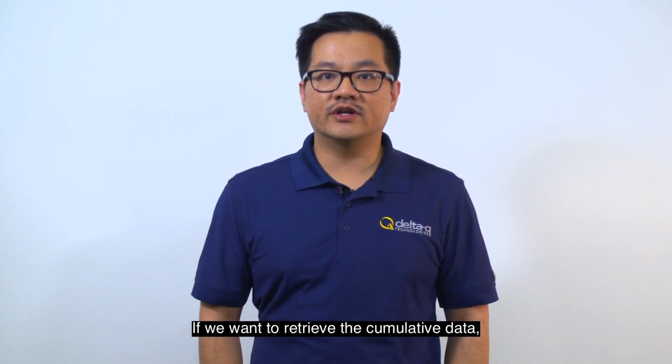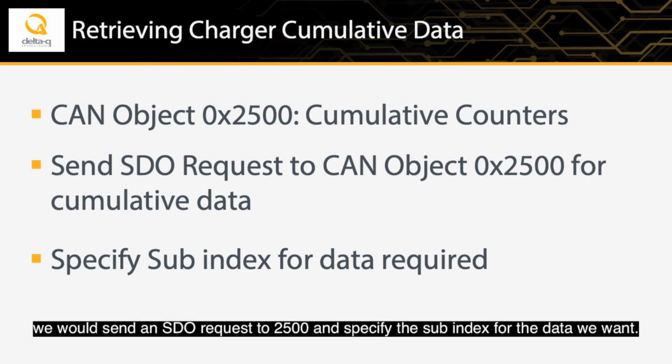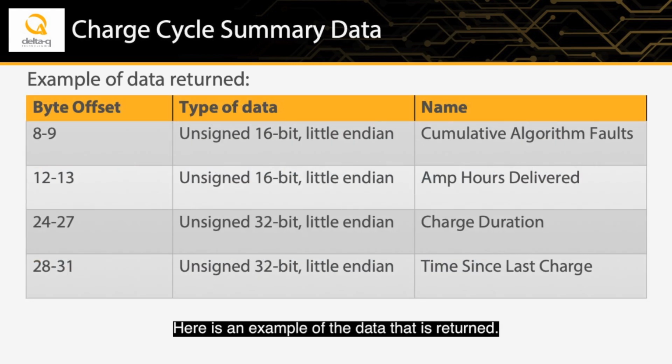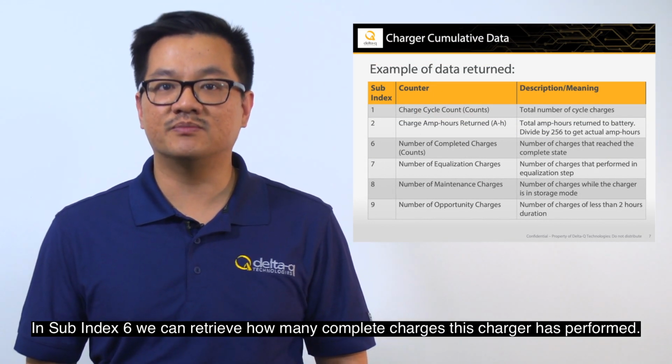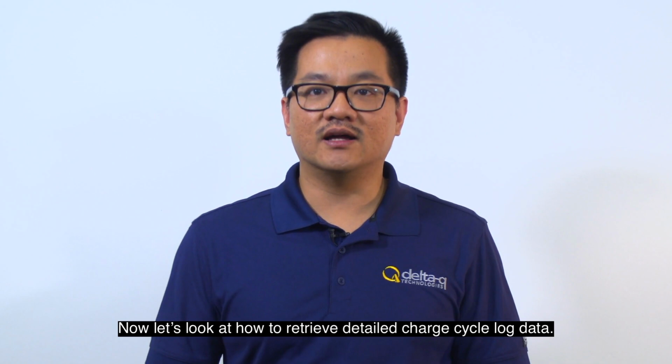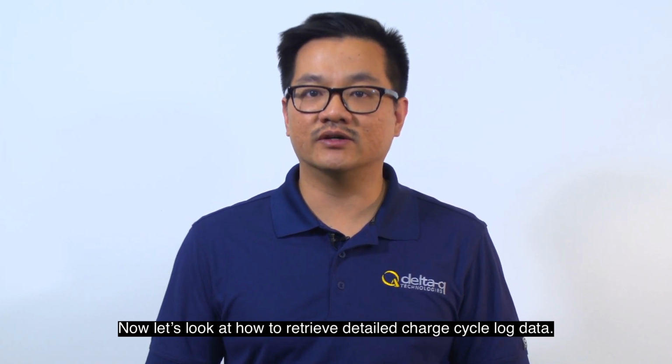If we want to retrieve the cumulative data, we will send an SDO request to 2500 and specify the sub-index for the data we want. Here is an example of data that is returned. In sub-index 6, we can retrieve how many complete charges this charger has performed. Now let's look at how to retrieve detailed charge cycle log data.